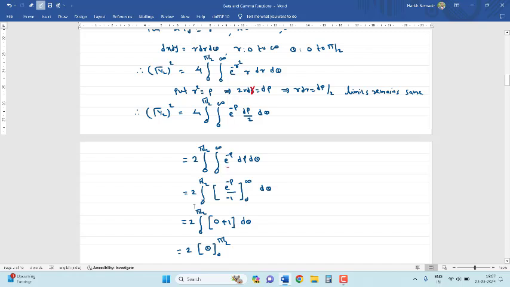So integration of e raised to minus p is e raised to minus p upon minus 1. Limits of integration from 0 to infinity. So upper limit is e raised to minus infinity, that is 0, and minus minus plus e raised to 0 is 1. So it is 0 plus 1 d theta.